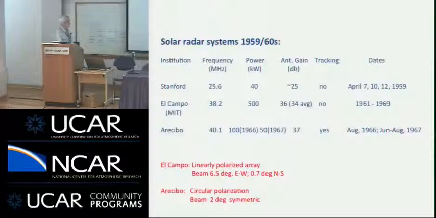The radar systems were: Stanford at 25 megahertz, 40 kilowatts, just an array with no tracking capability; these are the good dates for the data in 1959. El Campo at 38.2 megahertz, 500 kilowatts, with a peak gain of 36 dB at zenith. Since it was a fixed array with a beam width of about 6.5 degrees in the east-west direction, it sort of declined in sensitivity over the half hour of the transmit-receive time to the sun. So the average was probably more like 34 dB.